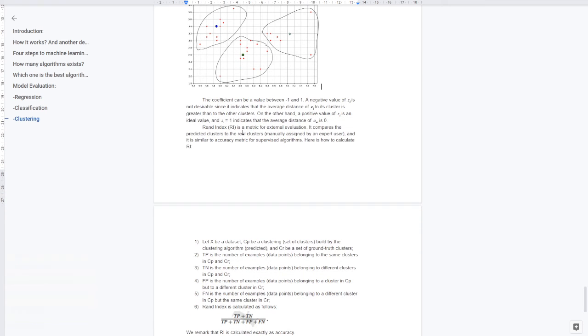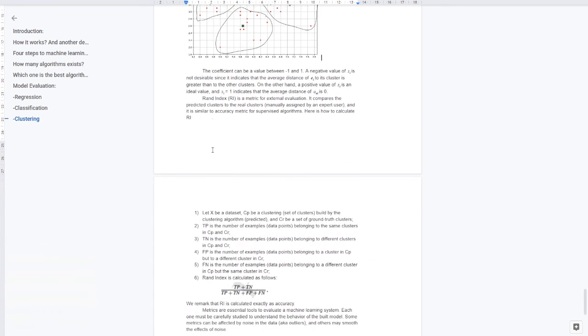Rand index, RI, is a metric for external evaluation. It compares the predicted clusters to the real clusters, manually assigned by an expert user or a human. And it is similar to the accuracy metric for supervised algorithms. Here is how to calculate RI.